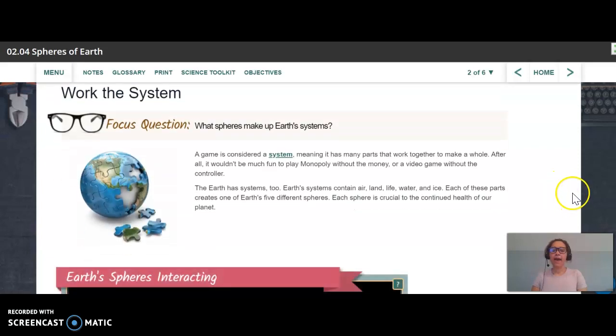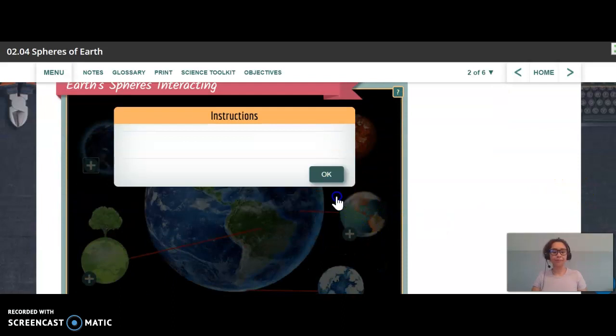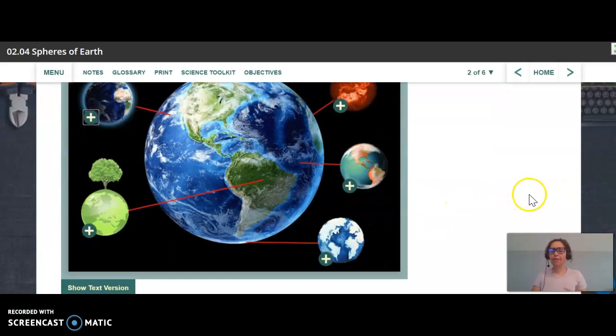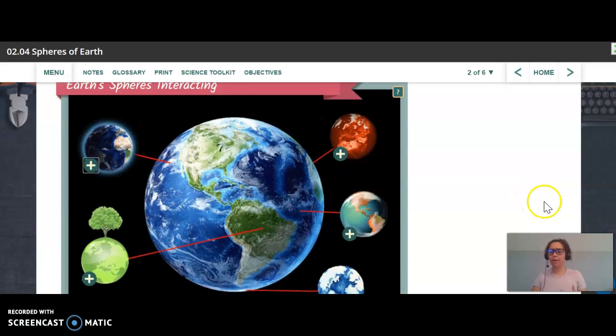So when we look at the spheres of the Earth, sometimes people will say that it's part of the Earth system. And a system just means that something has many parts that work together to create a whole. If you were in the brick and mortar school, first quarter, you would have learned about engineering practices and different types of systems. So here you're learning about it still in the virtual school, so you will be able to take that knowledge back to brick and mortar with you whenever you go.